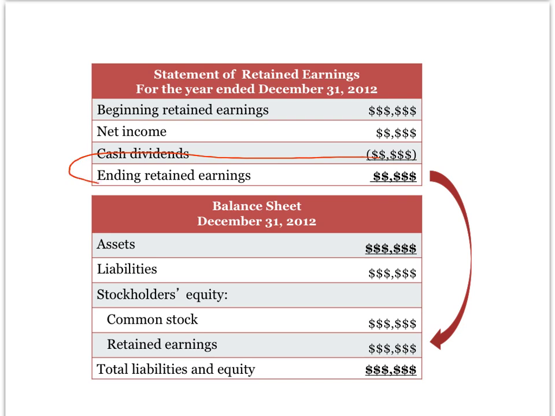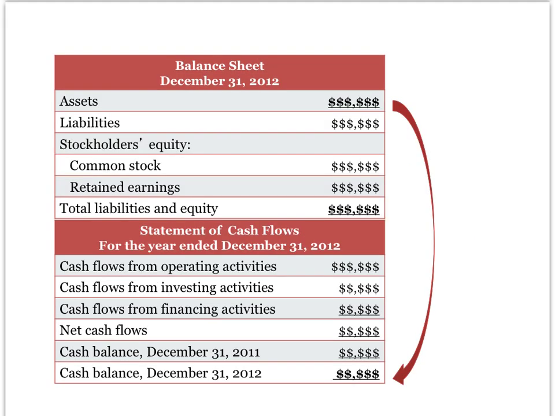Now that ending retained earnings that we just pointed out, it moved to the top of the screen so we could show this is the second statement. Our third statement is the balance sheet. And on the balance sheet, the ending retained earnings goes in the equity section. And then the cash balance up in the asset line feeds down to the cash balance on the statement of cash flows. The statement of cash flows is the fourth statement that we prepare.